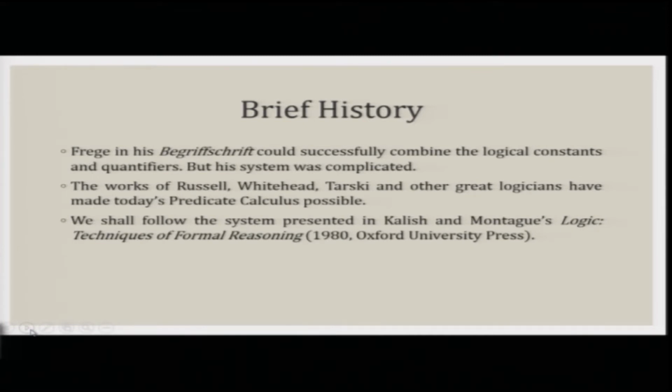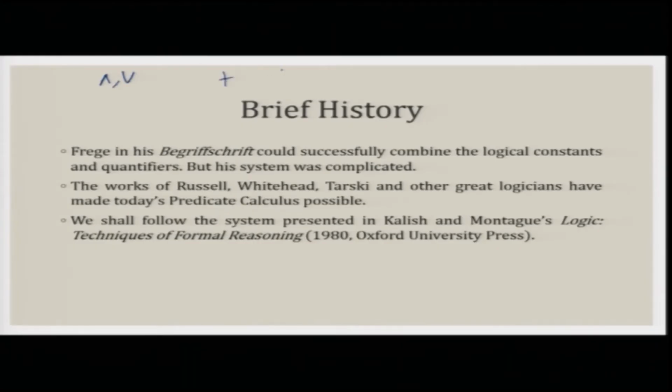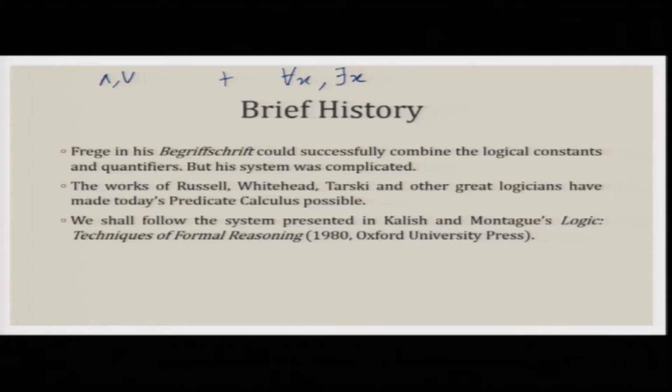It was Gottlob Frege who for the first time succeeded in combining these two systems of logic, the system that deals with logical operators like and, or, and also quantifiers like some x and all x. In his Begriffsschrift, he combined these two systems and created an integrated system of logic. But the problem was his system was very complicated, with very complicated notations. The works of Russell, Whitehead, Tarski and other great logicians have made today's predicate calculus possible.